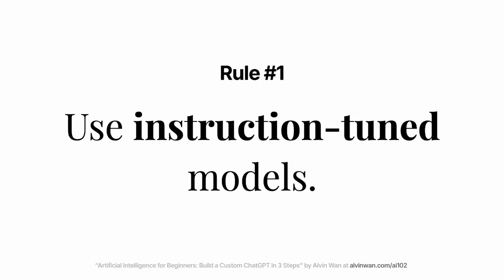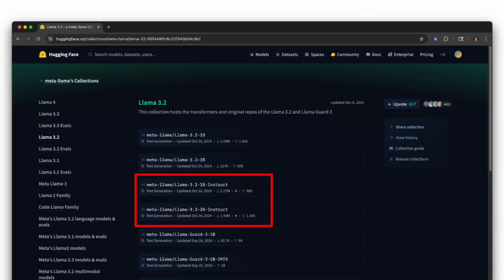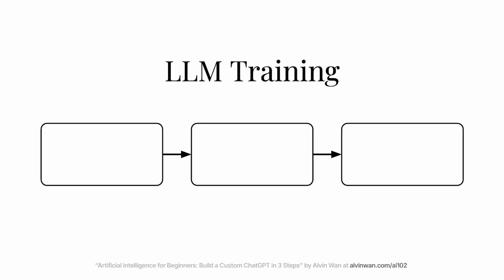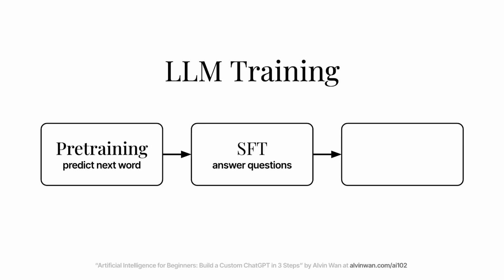Rule number 1, use instruction-tuned models. Usually, instruction-tuned models have instruct in the name somewhere. The reason for this rule is that LLMs are trained in 3 stages. In the first stage, called pre-training, LLMs simply predict the next word. In the second stage, called SFT, or supervised fine-tuning, models learn to answer questions. In the last stage, called reinforcement learning with human feedback, or RLHF, models learn to align answers with human preferences, being helpful, honest, and harmless.